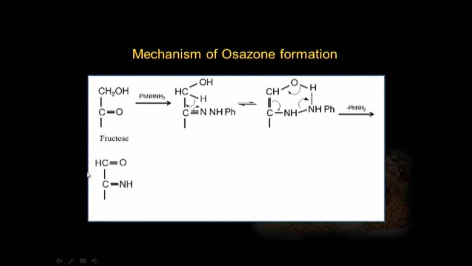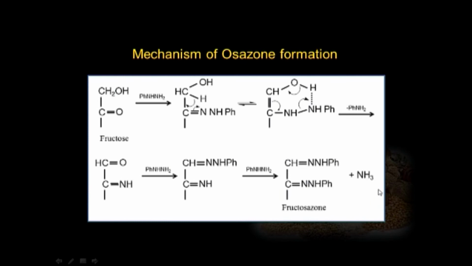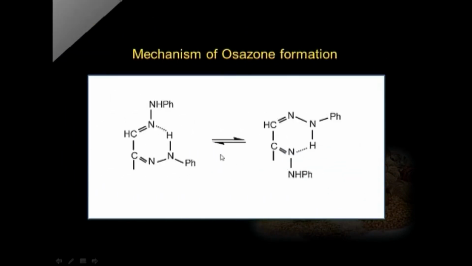Again we get a structure with 1 carbonyl and 1 imine group, and again this reacts with 2 molecules of phenylhydrazine, one with this carbonyl, loss of water, one with this double bond NH imine with the loss of ammonia, and we get the corresponding osazone, and from fructose the osazone is known as fructosazone, although glucosazone and fructosazone are identical compounds.